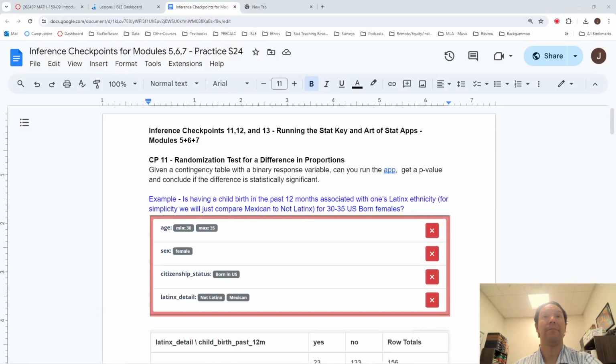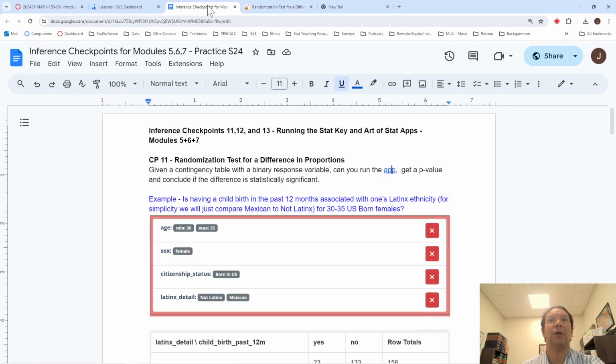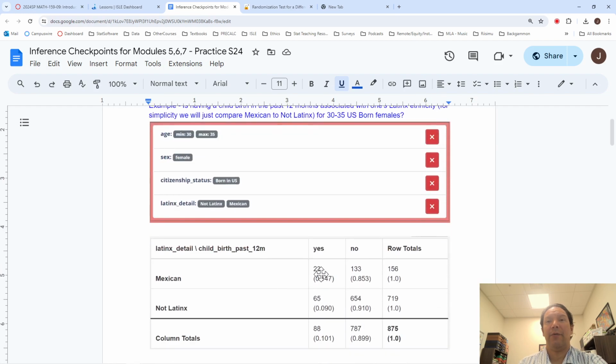All right, I'm going to go over the solutions to the practice checkpoints. This is a randomization test for difference in proportions. What we have to do is open up this app, test for difference in proportions. We're basically seeing, is this 14.7% versus 9% statistically significant? Our sample size is 156. When you have two sample sizes, the smallest one is usually the critical group.